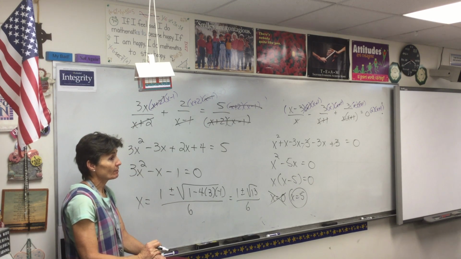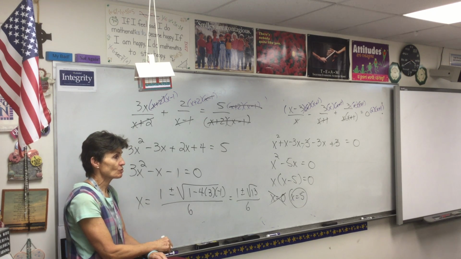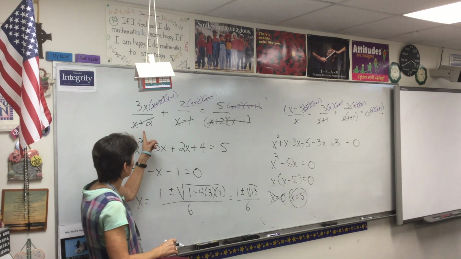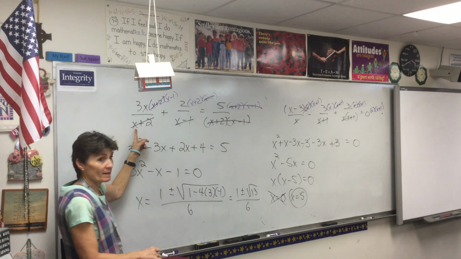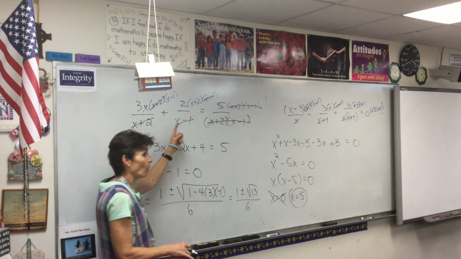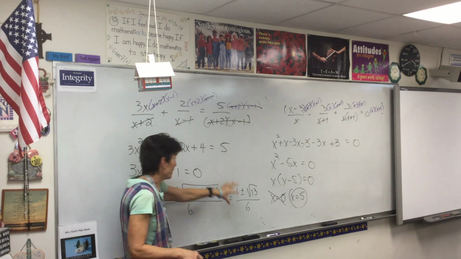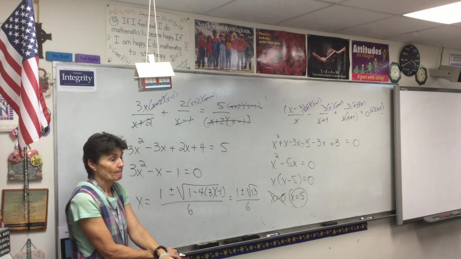Now, I don't want to hear anybody saying, oh, are they extraneous? Kids, the only way they're going to be extraneous is if when you put them in, they make the denominator 0. What's going to make the denominator 0? Either negative 2 or positive 1. That mess is not going to make the denominator 0.